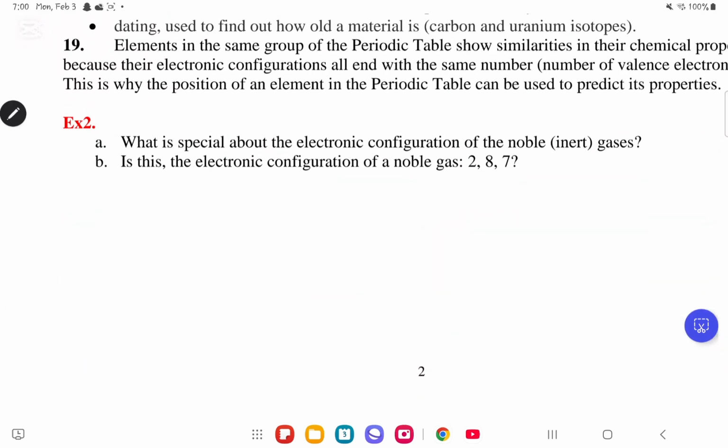What is special about the electronic configuration of noble or inert gases? Noble and inert gases have an electronic configuration in which they have 8 valence electrons. Okay, and that means they are inert. They will not react with anything. So they told us in part B, is this the electronic configuration of a noble gas, 2, 8, 7? It's not. Why? Because if you look at the last shell, it has 7 valence electrons, whereas if it's supposed to be a noble gas, it is 8 valence electrons.